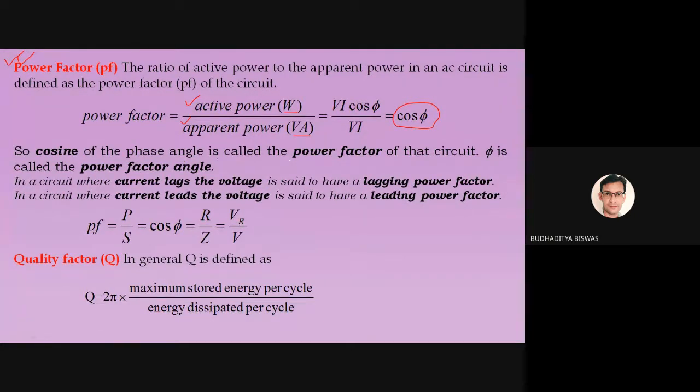So the cosine of the phase angle is called the power factor of the circuit, and phi is called the power factor angle. Now, a circuit in which the current lags the voltage is said to have a lagging power factor. You need to know the definition of the lagging power factor. So what type of circuit is it when the current lags the voltage? Inductive circuit. Very good. So in case of an inductive circuit, we always observe the lagging power factor.